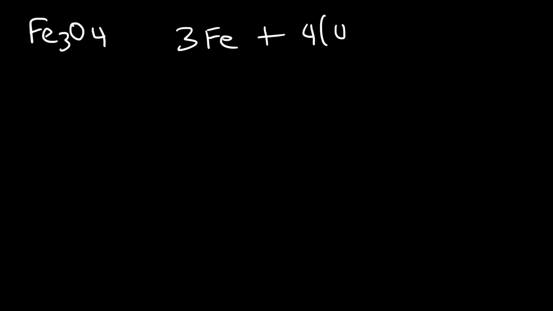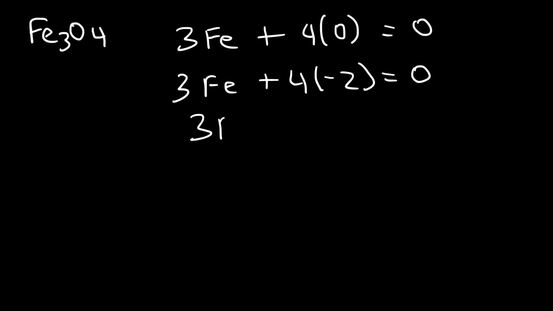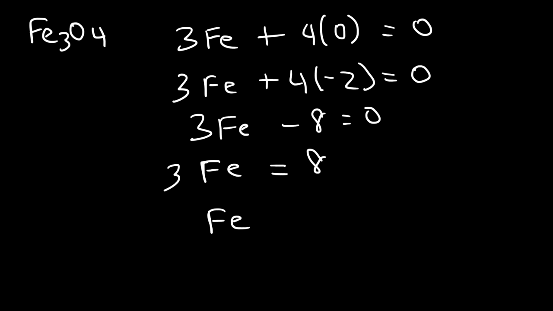Now let's do the same thing for Fe3O4. So we have 3 iron atoms and 4 oxygen atoms with a net charge of 0. Oxygen has an oxidation state of negative 2. So 4 times negative 2, that's negative 8. And if we add 8 to both sides, we're going to get this. So Fe has an oxidation state of 8 over 3. So 8 over 3 is about 2.67.